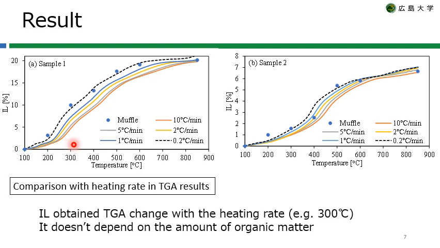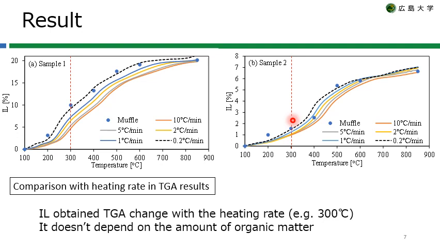For example, the IL at 300 degrees increases as the heating rate decreases. Before the experiment, it was expected that the result of IL would be the same even if the heating rate was decreased. However, the results were inconsistent, even for a sample with a little organic matter, like this. So, it is understood that this tendency does not depend on the amount of organic matter.